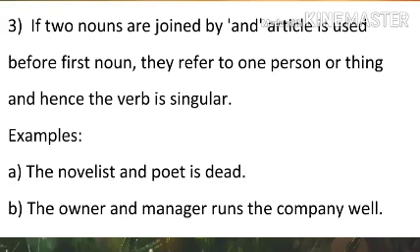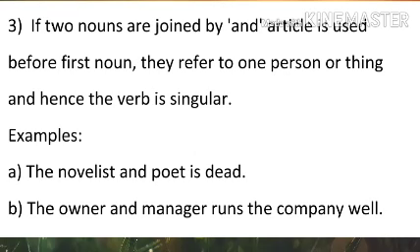If two nouns are joined by and, and an article is used before the first noun, they refer to one person or thing, and hence the verb is singular. Take care: two nouns are joined by and, but the article is before the first noun only, then the subject will be considered as one. For example, the novelist and poet is dead.